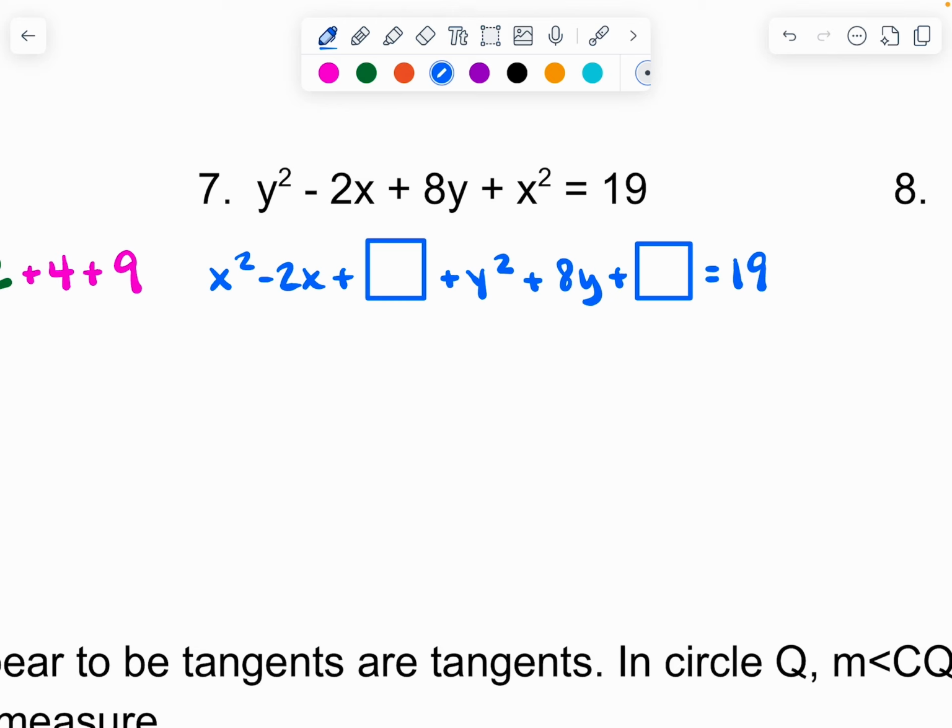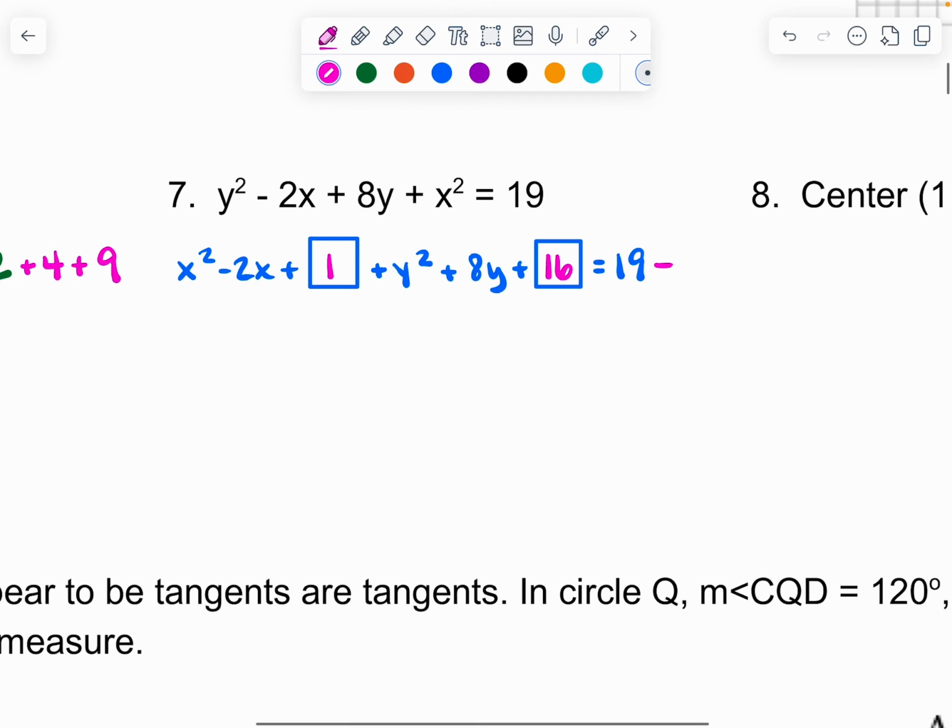Okay, so I didn't do any math. I simply grouped everybody accordingly and then put boxes in as my visual reminder that I'm completing the square here. So I need to fill in the boxes. To fill in the box, you take half the b, which is negative 2. Half of that gives me negative 1, and negative 1 squared is positive 1. Then I take half of 8, which is 4, and square it to complete the square. And I can't forget that I need to add the 1 and the 16 also to the right-hand side and keep that equation balanced.